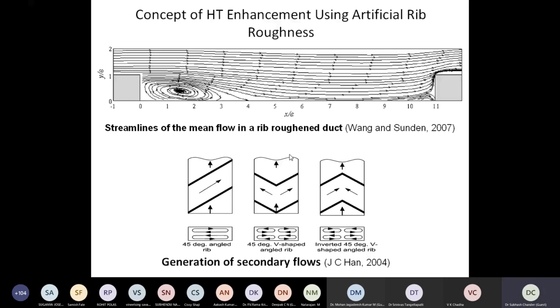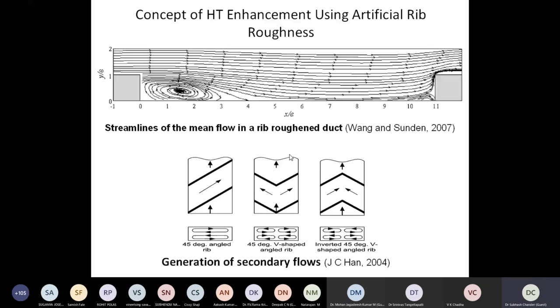So in case of these roughness elements, how are they enhancing the heat transfer? A major chunk of heat transfer enhancement is allocated to the reattachments which are formed. More number of reattachments, more effective reattachments, means more heat transfer can be expected, right? In addition to that, there can be some secondary flows developed depending upon the shape of these elements.